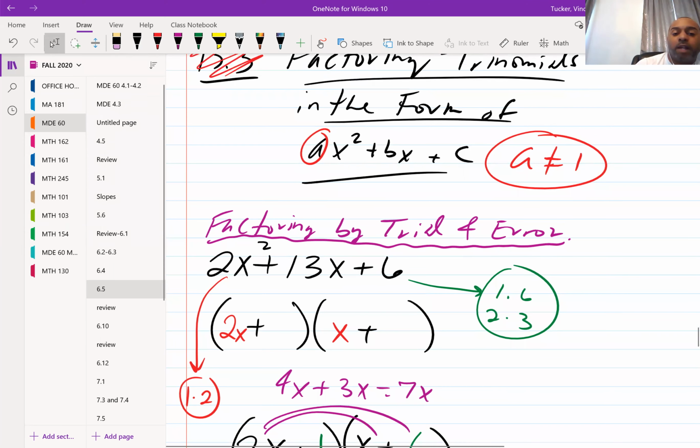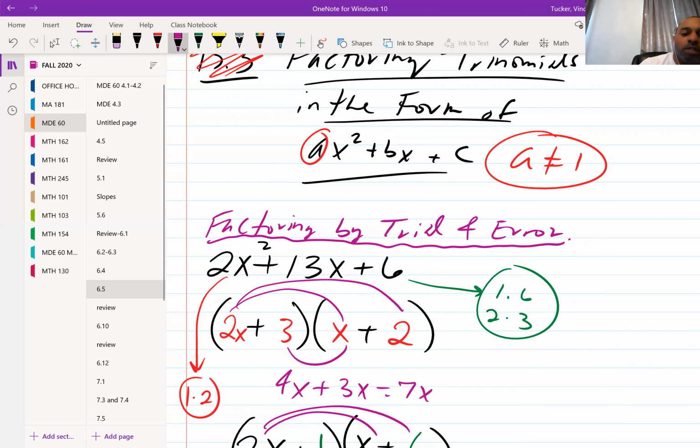So let's say if we decided to do, let's go 3 and 2, right? And so what you have to do here is actually check. You know that 2x times x will give you x squared, and 3 times 2 will give you 6. That's why you chose them. But the goal is to get 13x in the middle. So if you were to FOIL these out, you get 2x squared and 2 from that. Then 2x times x will give you 4x.